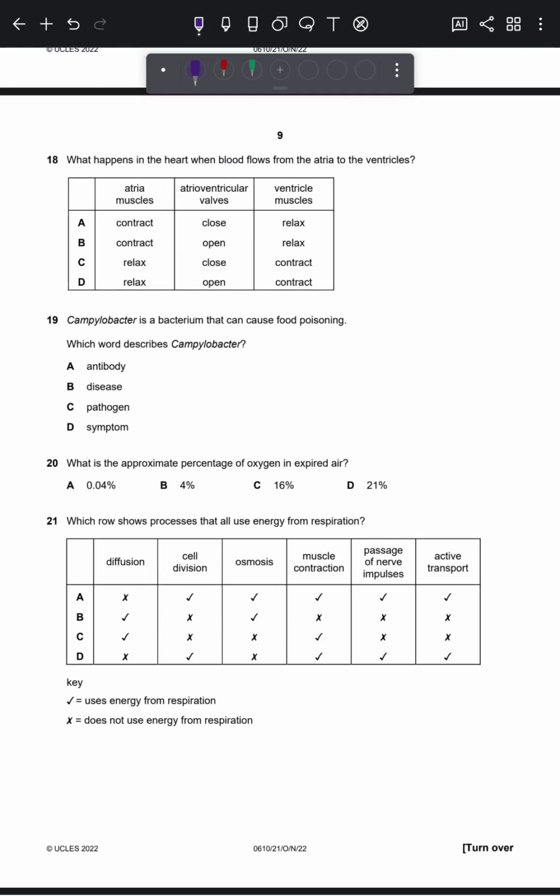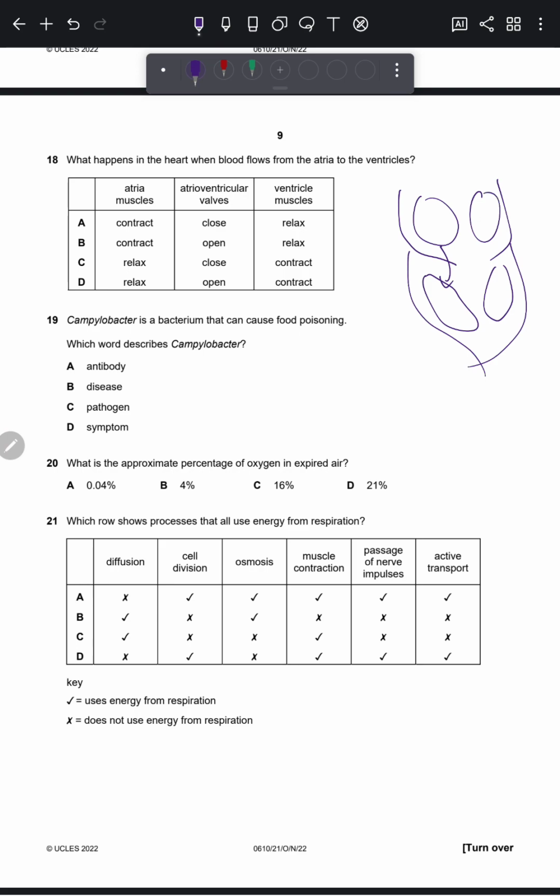For question 18, it says, what happens in the heart when blood flows from the atria to the ventricles? So if we have our simple heart here, atria to the ventricles. Okay, so in the atria to the ventricle, these muscles would have to contract and push it, like, go inward, so the blood could be forced down into the ventricles. So I'll say contract.